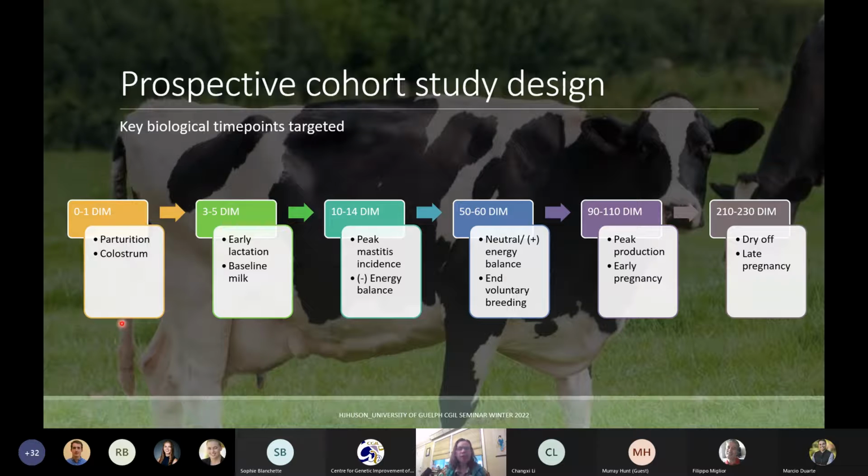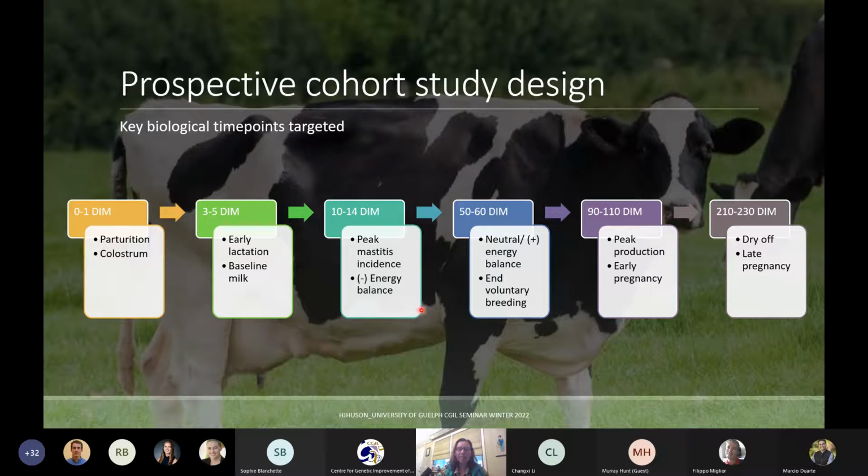So for instance, I collected samples within day 1. So they calved. This is parturition, and we have colostrum production. Then we went on to day 3 to 5. This is very early lactation, as you're transitioning from colostrum into baseline milk. Now, days 10 to 14, this is usually peak mastitis incidence for a lot of cows, and it's also a significant time of negative energy balance.